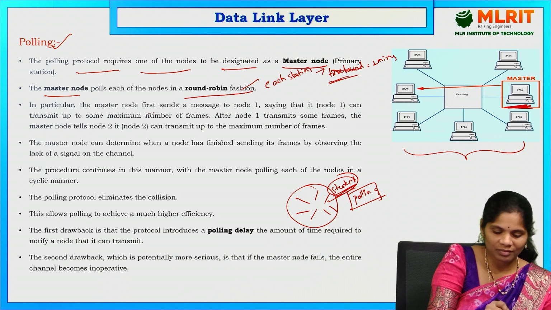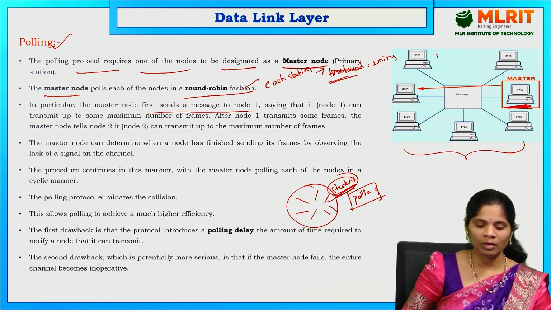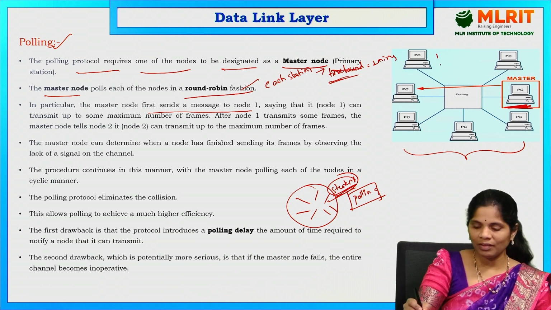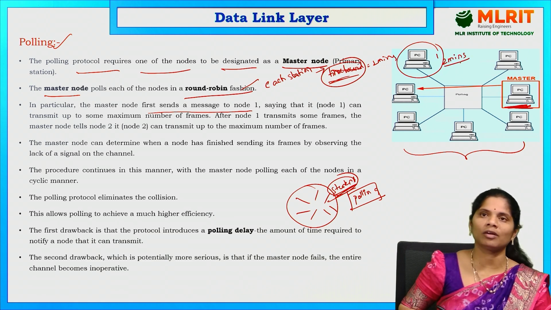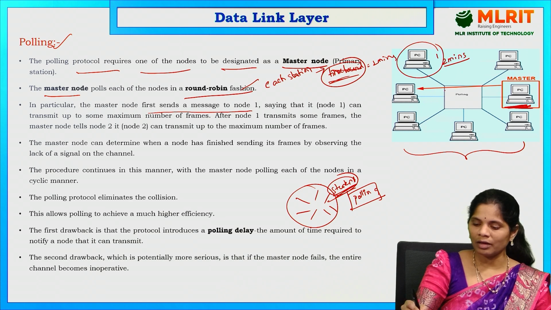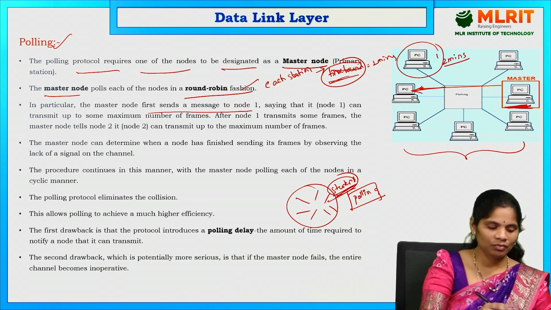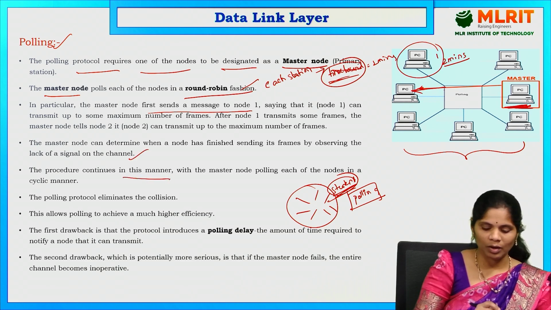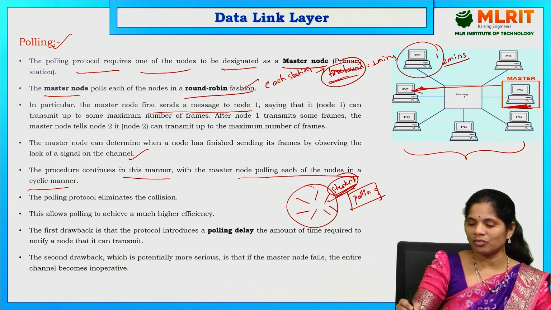So the master node first sends the message to node 1. Suppose this is node 1. If the chance comes to node 1, and the time bound is 2 minutes, within those 2 minutes it can send a maximum number of nodes. After completion of 2 minutes, the master node gives the chance to the next station. The process continues in this manner, and the master node polls each and every node in a cyclic manner. After this node it gives the next node, then the next node, like that.